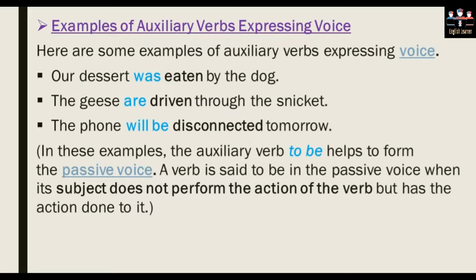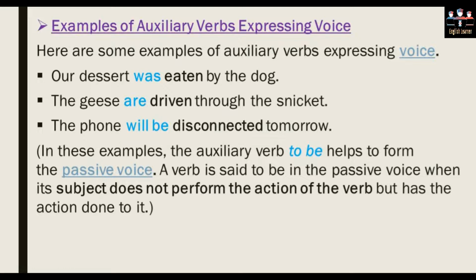Next are examples of auxiliary verbs expressing voice. Here are some examples of auxiliary verbs expressing voice. A verb is said to be in the passive voice when its subject does not perform the action of the verb, but has the action done to it.